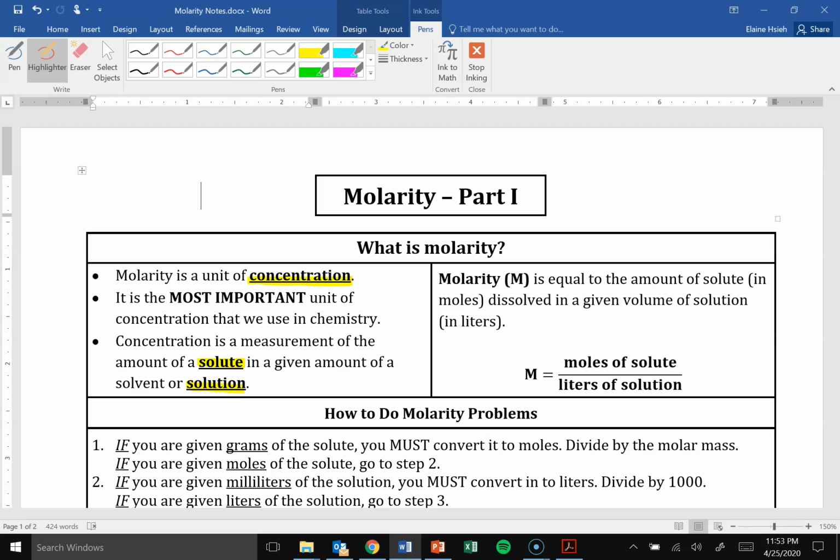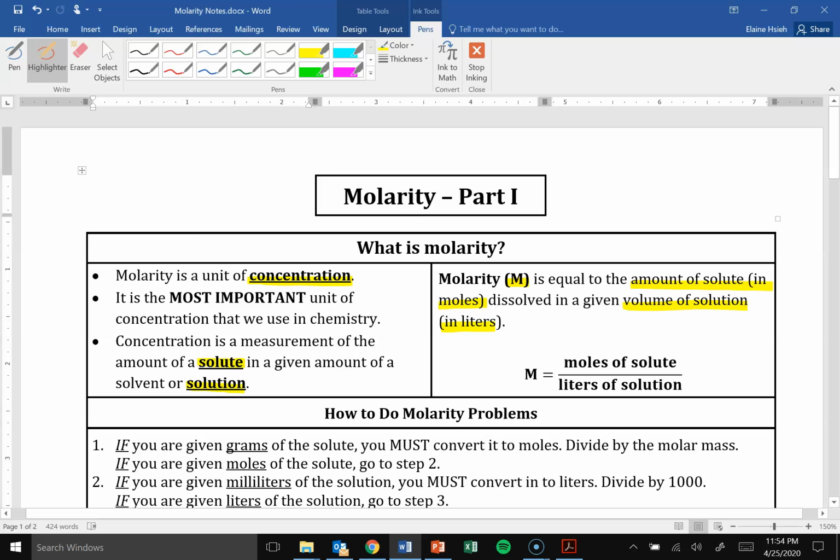Okay? Now, when we are talking about concentration in chemistry, the most important unit that we use is molarity. So molarity is abbreviated with a capital M. Do not use a lowercase m. Lowercase m usually is used for another concentration unit, molality, and that's not what we're talking about here. So molarity is capital M, and of course it's called molarity, so it has something to do with moles. Molarity is equal to the amount of solute in moles dissolved in a given volume of solution in liters.